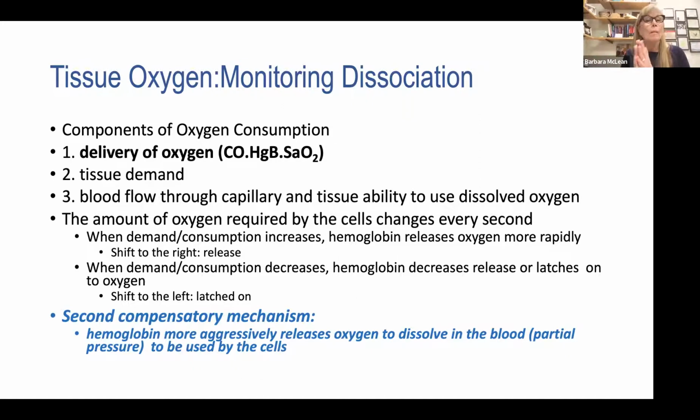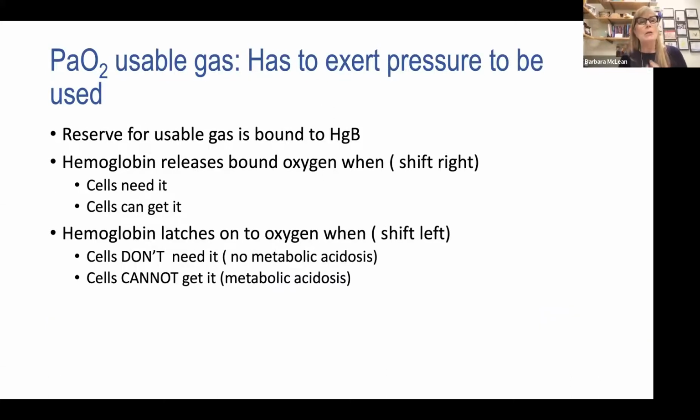I might not be able to, but what I'm going to use is my SvO2 and my indicators for metabolic acidosis to tell me when I've made that better or when I've made it worse. And sometimes in the attempt to make it better, we indeed make it worse. Okay. So I want to remind you that PaO2 is usable gas. Gas has to exert pressure to mobilize across the endothelial surface of the vessel and into the cell where it's used at the mitochondria. So you must have dissolved gas.